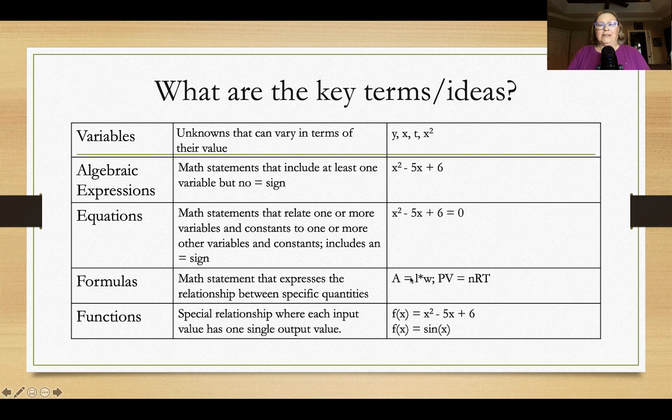Area equals length times width is an example. Pressure times volume is equal to N, which is a number of moles, R, which is a constant, and then temperature in Kelvin, is another useful thermodynamics relationship.